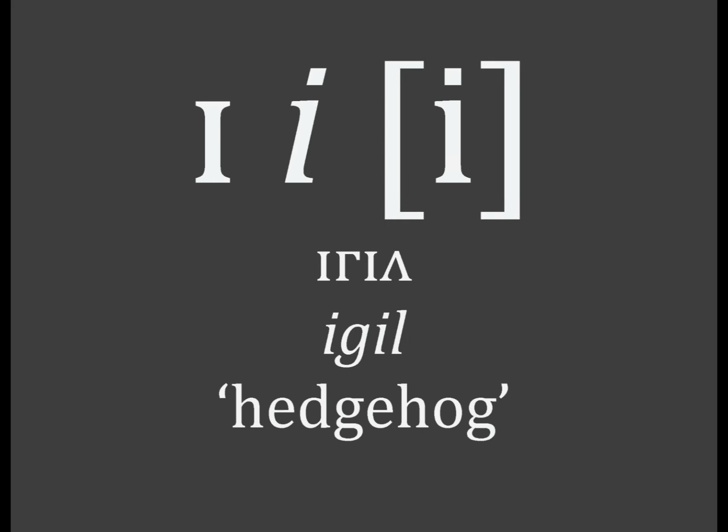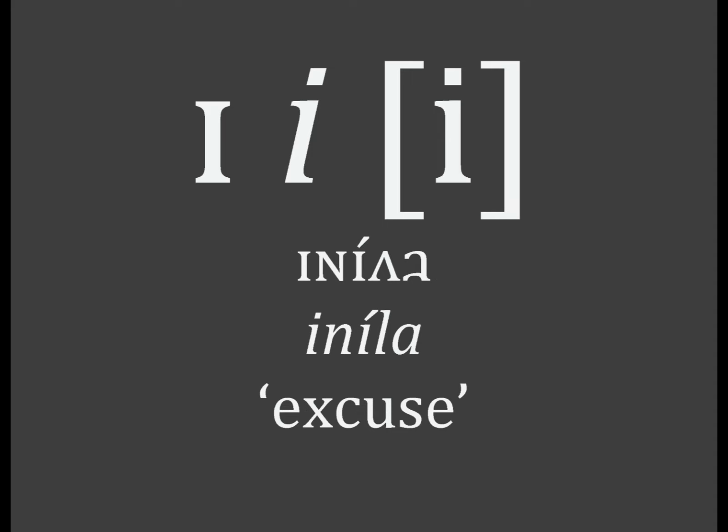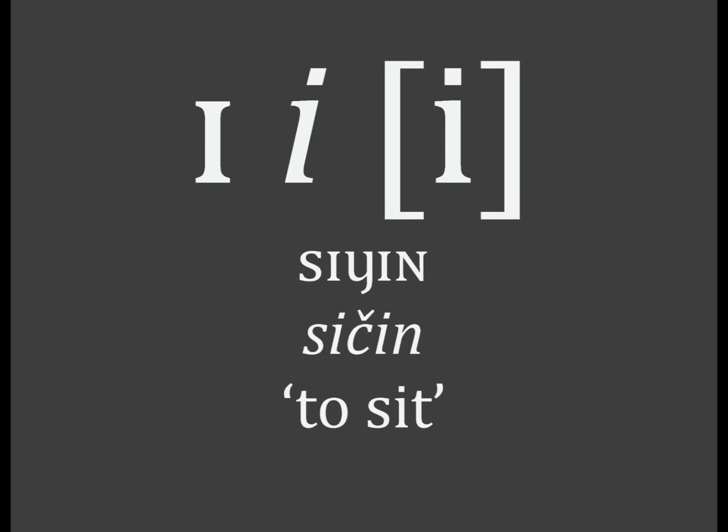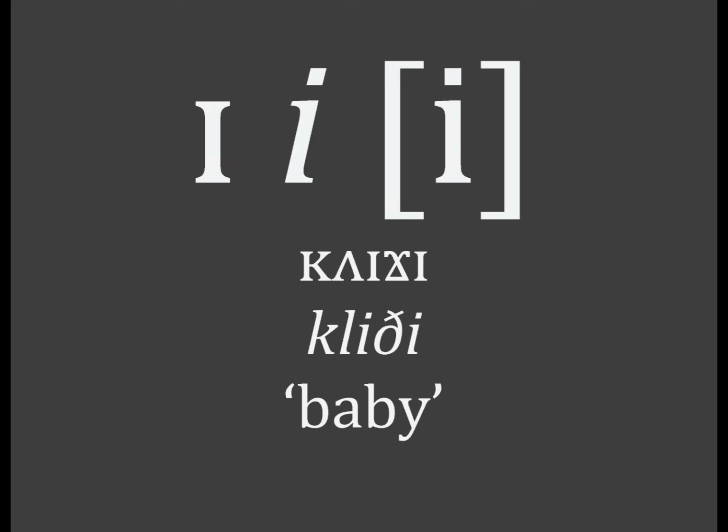Igil means hedgehog. It is a high, unrounded front vowel, like the E in meat. It is transliterated as the letter I. Inila, excuse. Sichin, to sit. Klithi, baby.